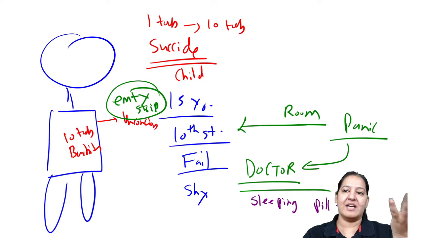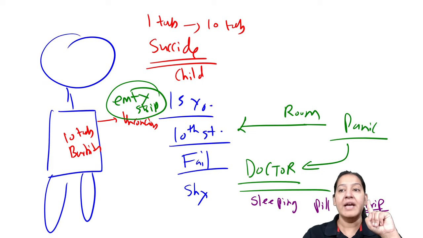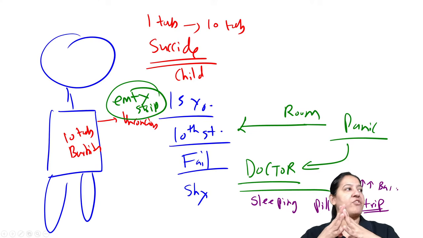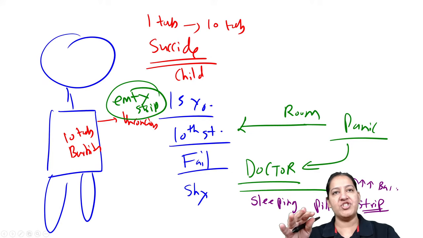This is the empty strip. You can see he has taken these tablets. So you have seen that the child has tried to commit suicide. He has taken too much of barbiturate. So this is the scenario in front of you. It is an emergency. What treatment will you offer to this patient? Can anyone tell me?